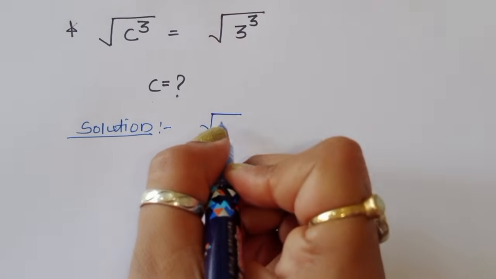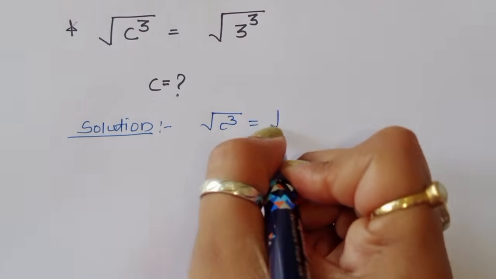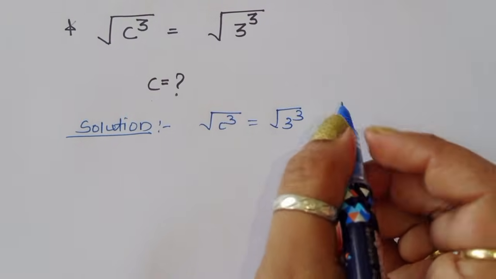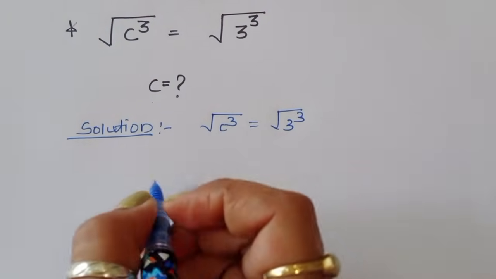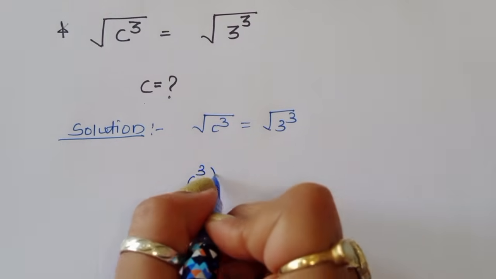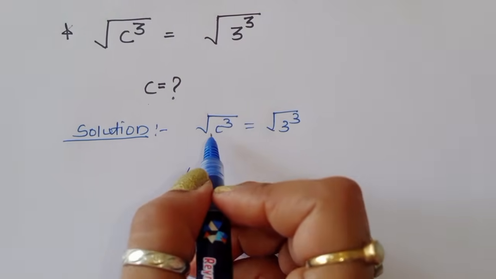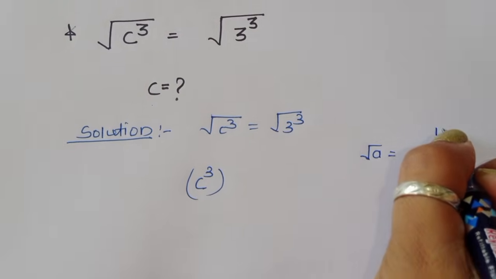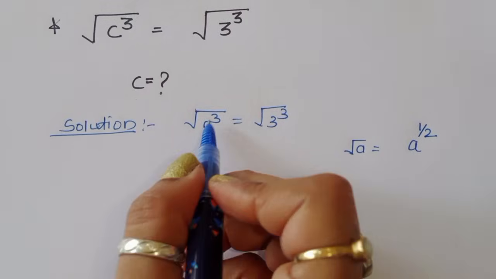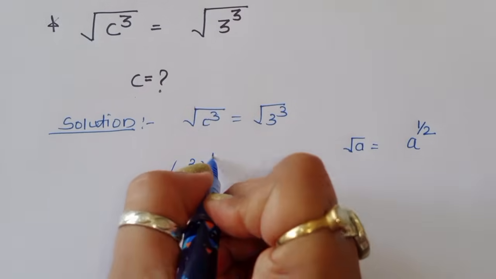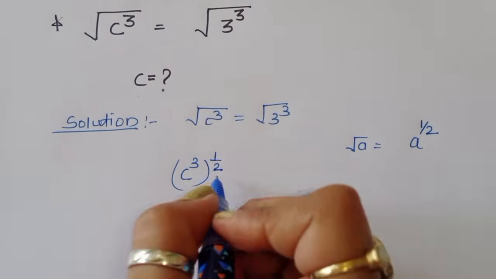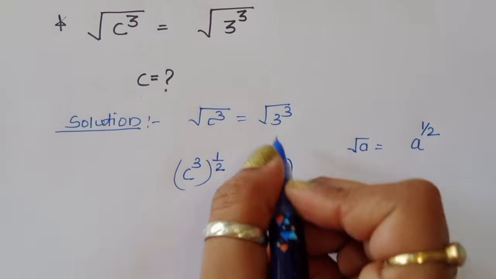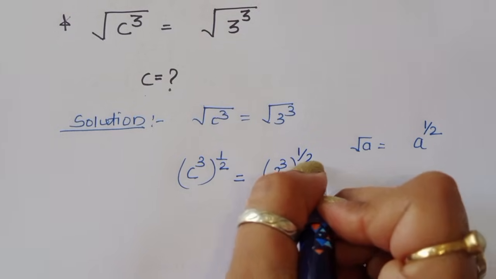Square root of c cube is equal to square root of 3 cube, right? This is given. So we can write this is c cube, and this is square root. Square root of a we can write as a power 1 by 2, right? So here c cube power 1 by 2 is equal to, same way here 3 cube power square root, that is 1 by 2.